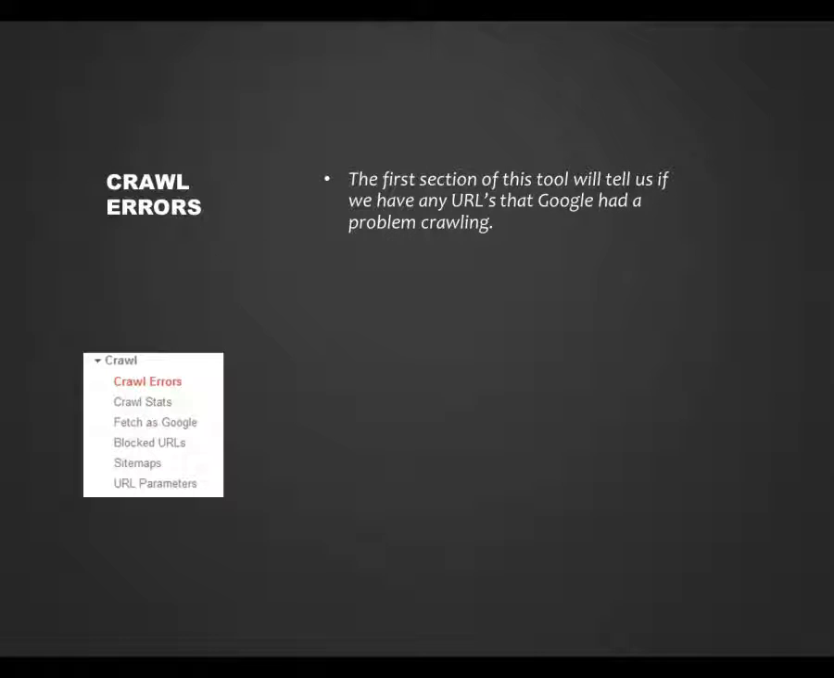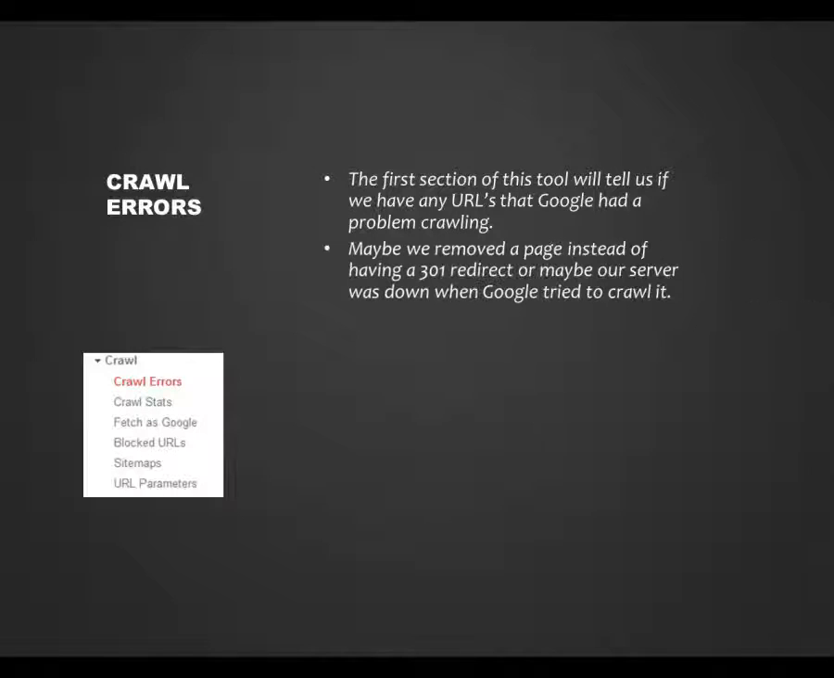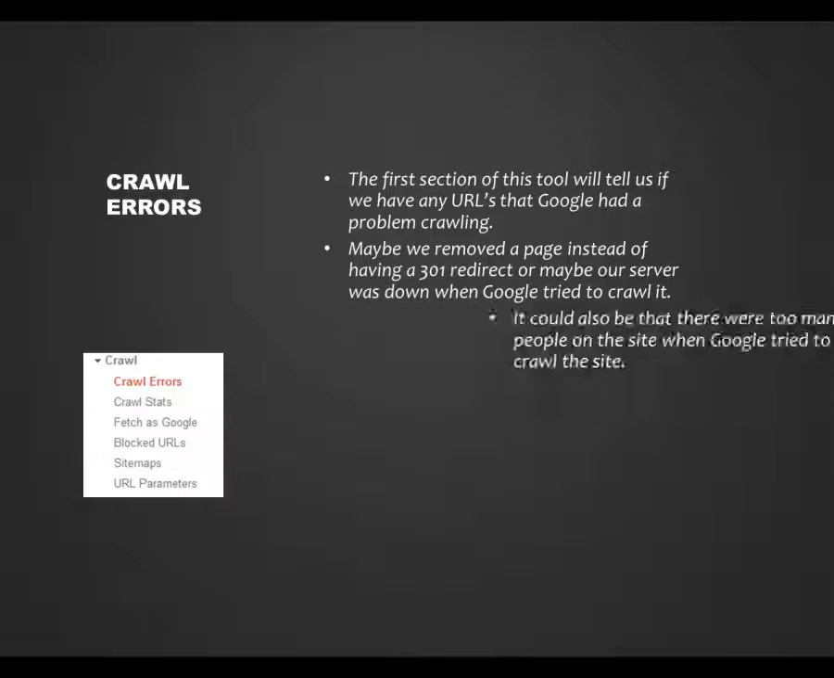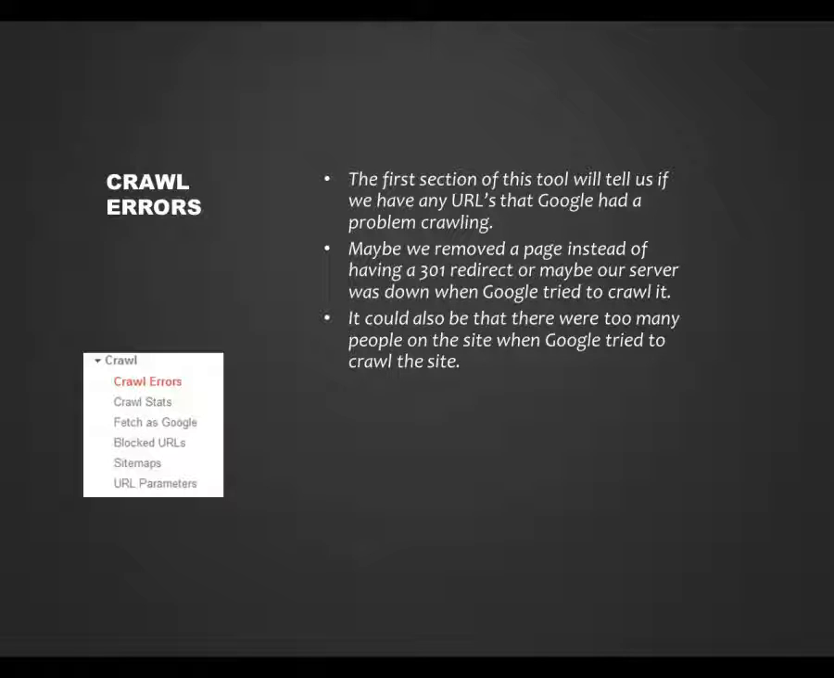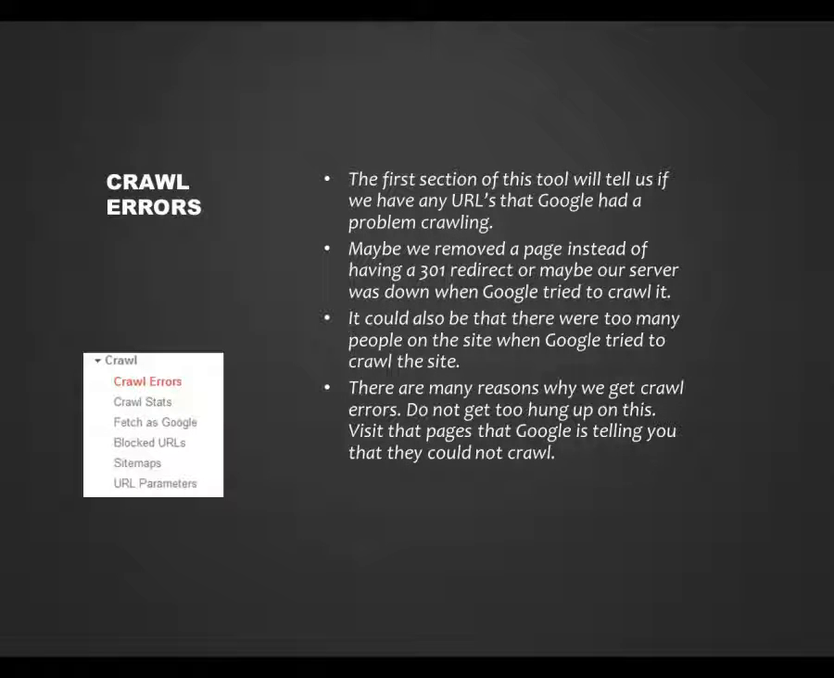Crawl errors. The first section of this tool will tell us if we have any URLs that Google had a problem crawling. Maybe we removed a page instead of having a 301 redirect, or maybe our server was down when Google tried to crawl it. It could also be that there were too many people on the site when Google tried to crawl. Okay? There may be many reasons why we get crawl errors. We do not need to get hung up on this. Visit the pages that Google's telling you they could not crawl. So check them yourself, and if they're coming up, don't worry about it.